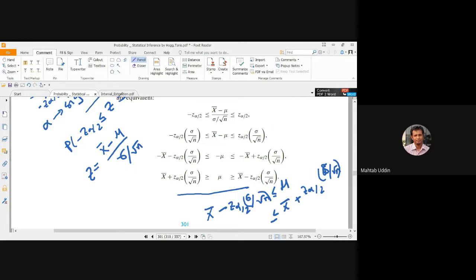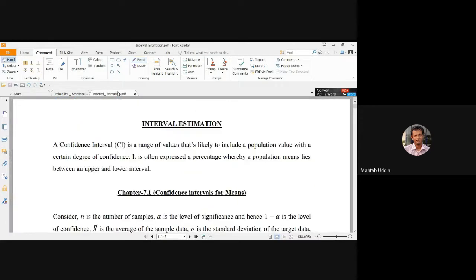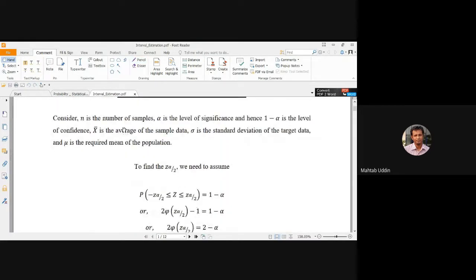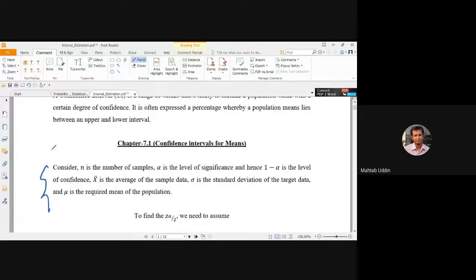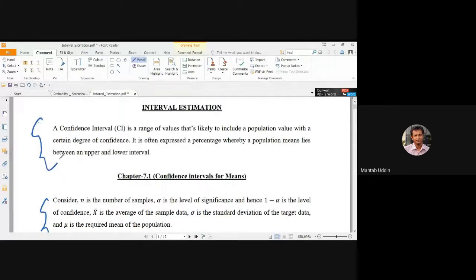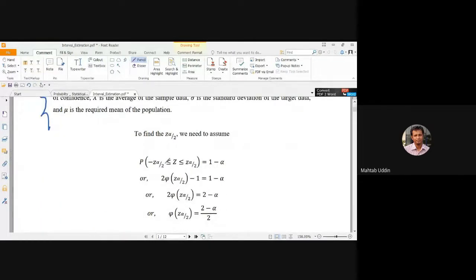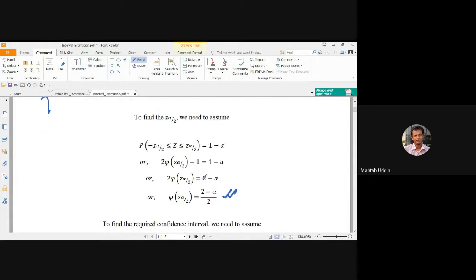Now I will show with an example. Everything we have said here is also given here, and why you want to find them is also given. You have to read this. Then how you can find z alpha by 2 is given. Minus z alpha by 2 less than or equal to z less than or equal to z alpha by 2 equals 1 minus alpha. And we know this can be written as 2 phi of z alpha by 2 minus 1, as we have shown in chapter 3.3, equal to 1 minus alpha. Then put the value of alpha and solve, and you will find z alpha by 2 from the normal table. You understand?